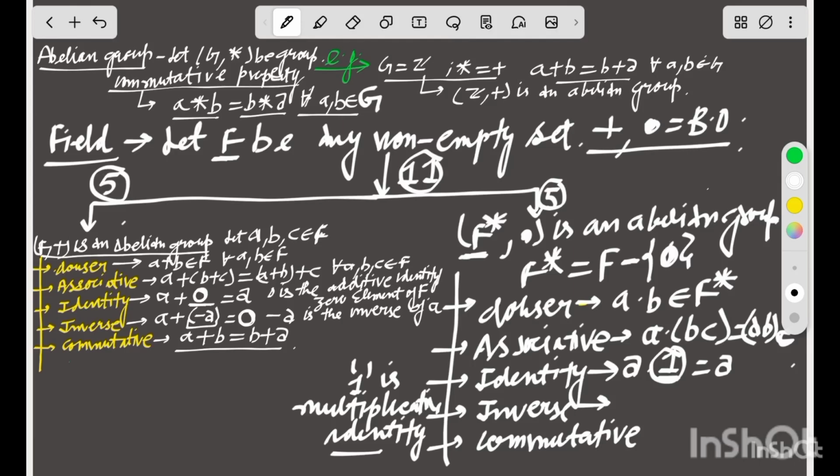Fourth is the inverse. That is, we have to find that particular element from the set F star, that if we operate with the A, the result is the identity, which is given the notation 1. Another is the commutative property. Either we operate A with B or B with A, the result is the same.